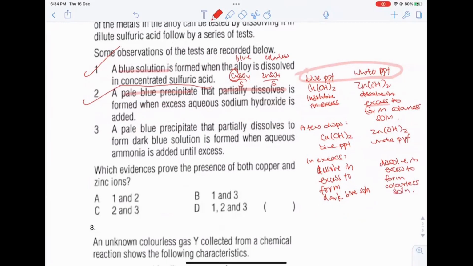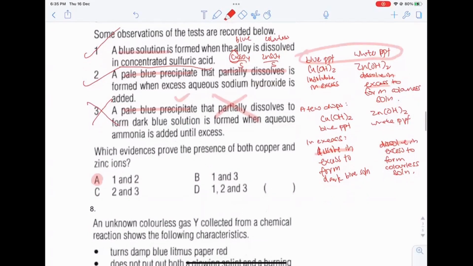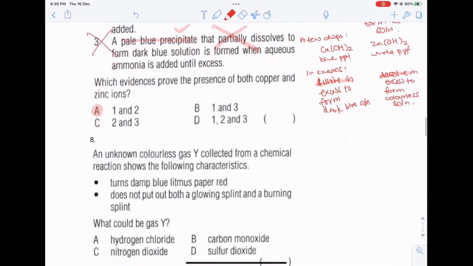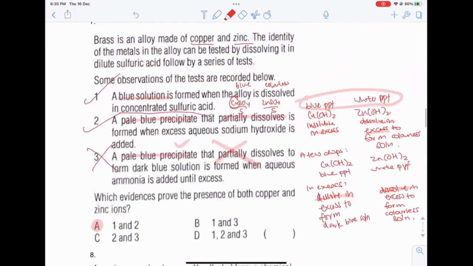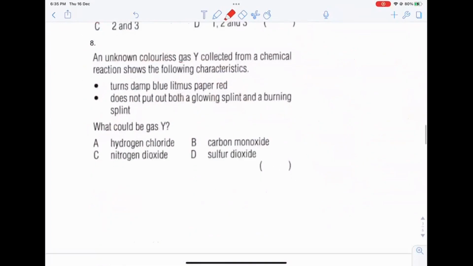So is it correct? Blue, pale blue precipitate. This is correct. Partially dissolves to form dark blue solution. Well, it's not partially because both dissolve, so it should not be partially. So this is wrong. So the answer is 1 and 2. So it's A. Okay. Next. So you see, to do it, you really need to know all the tables very well.